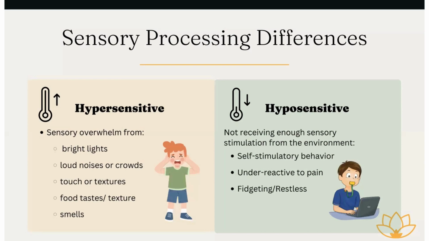If we try to just suppress sensory seeking behavior, like if you try to stop your child from hand flapping, stimming, or repeating vocal statements, it could cause a lot of distress because that's how they are taking in their environment and coping and self-regulating.